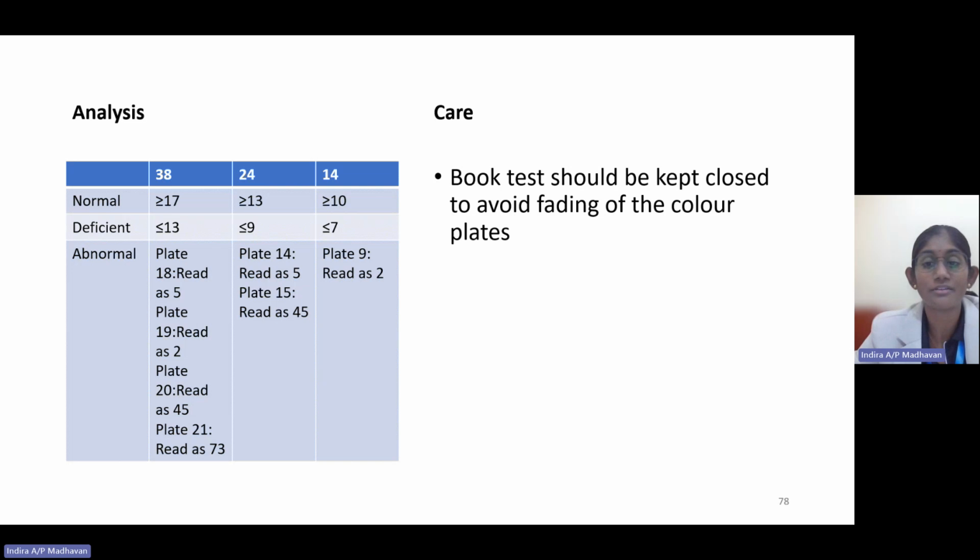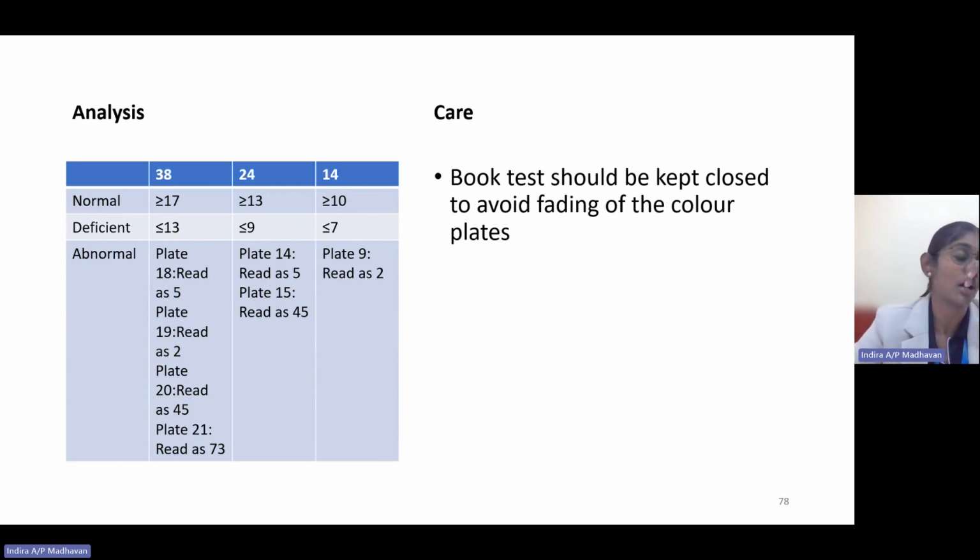Okay, how to take care of these Ishihara plates? First of all, the book test should be kept closed to avoid fading of the color. Number one rule when it comes to any color vision test. It doesn't matter if it is Ishihara, D15, or any other color vision test that I'm going to explain in a while. One thing that you have to do is you cannot expose the plates. Even in Ishihara, the dots, the ones with colors, you cannot touch them. Nobody can touch them.